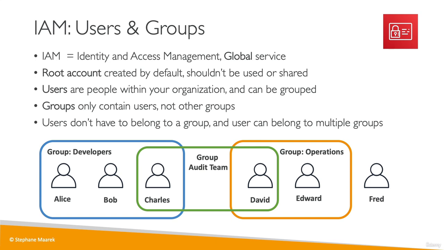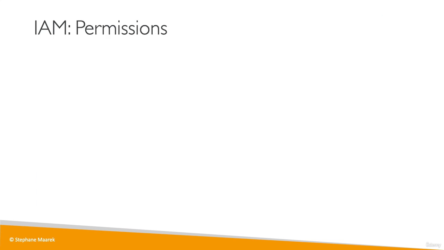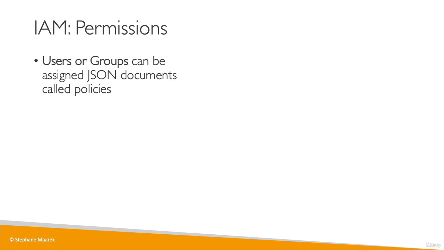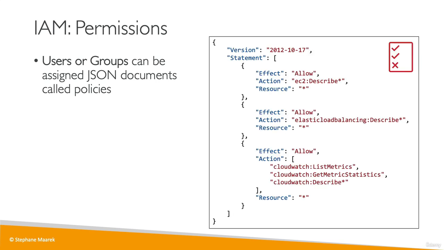So why do we create users and why do we create groups? Well, because we want to allow them to use our AWS accounts. And to allow them to do so, we have to give them permissions. So users and groups can be assigned what's called a JSON document. I'll show you right now what it means. It's called a policy, an IAM policy. So it looks just like this.